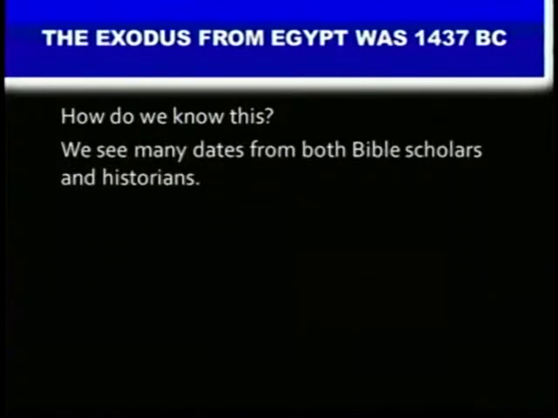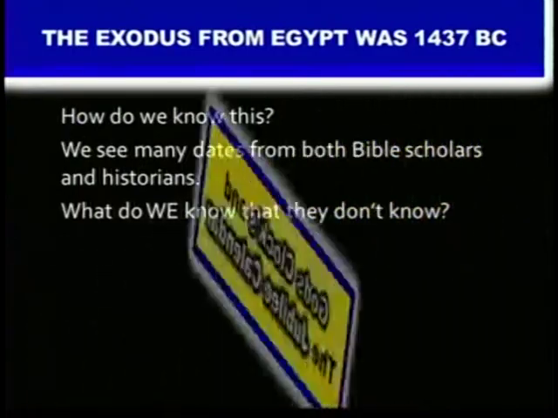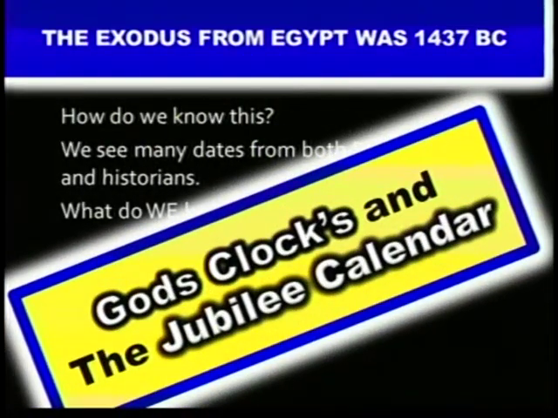The Exodus from Egypt was 1437 BC. How do we know this? We see many dates from Bible scholars and historians, and they're all over the map. Sometimes they're thousands of years apart. What is it that we know that they don't know? God's clocks and the Jubilee calendar. Now remember that answer.